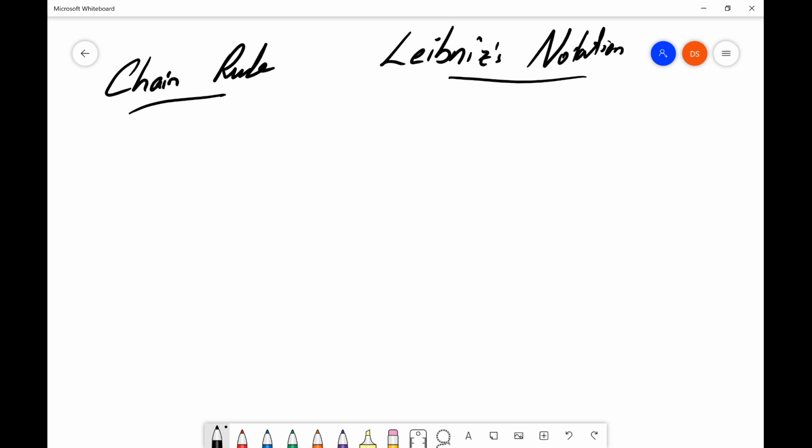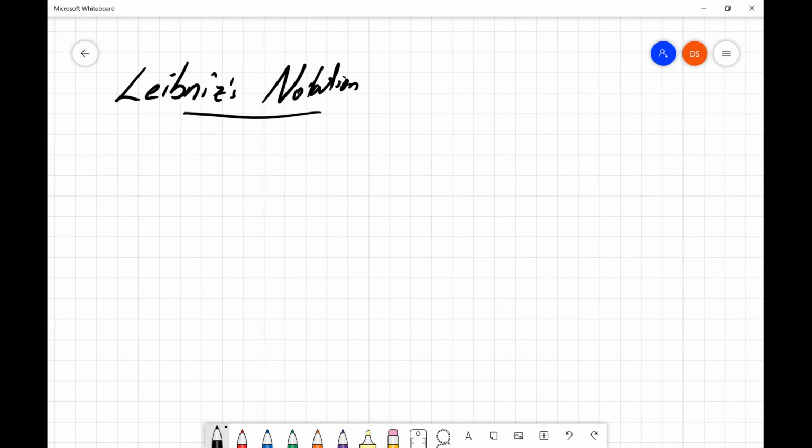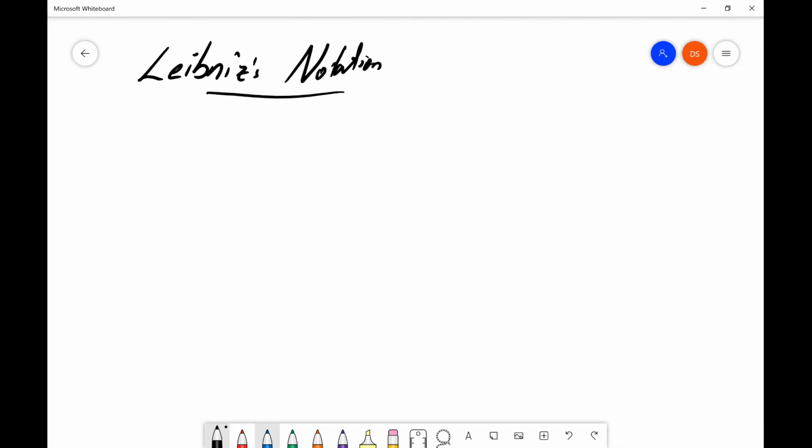So, chain rule and Leibniz notation. I could do them separately, but I'm going to do them together. So first off, before we talk about chain rule, we're going to talk about Leibniz notation. Okay. So first off, we have function notation. This is very common with Newton.